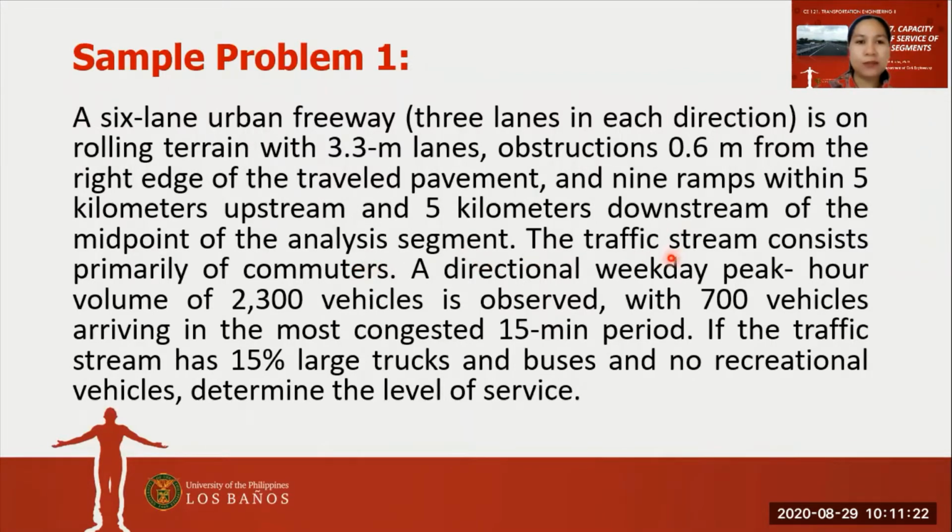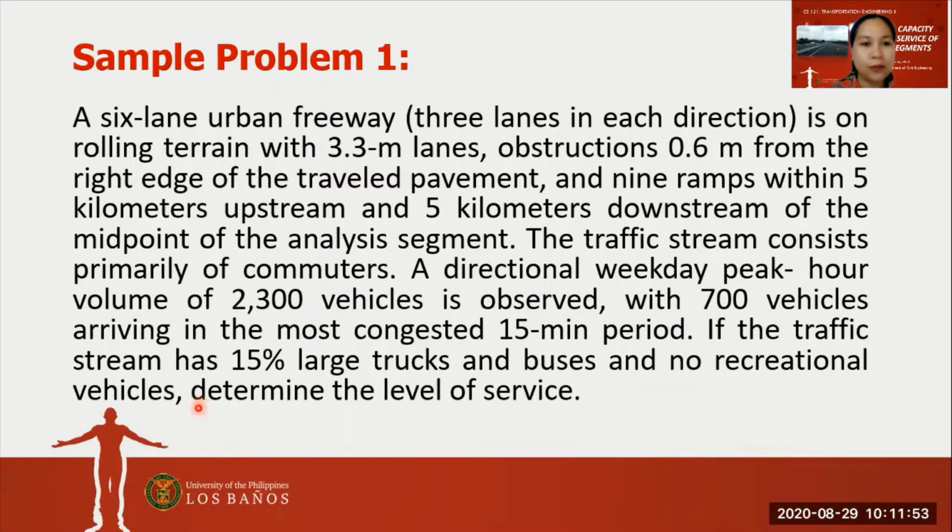The traffic stream consists primarily of commuters. A directional weekday peak hour volume of 2,300 vehicles is observed, with 700 vehicles arriving in the most congested 15-minute period. If the traffic stream has 15% large trucks and buses and no recreational vehicles, determine the level of service.